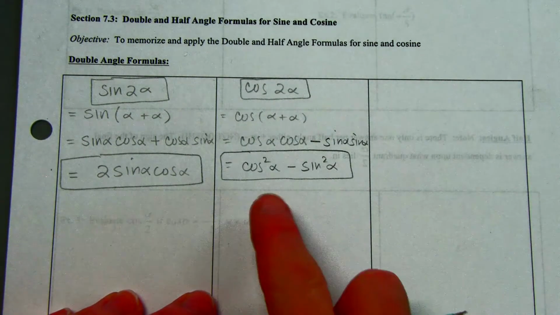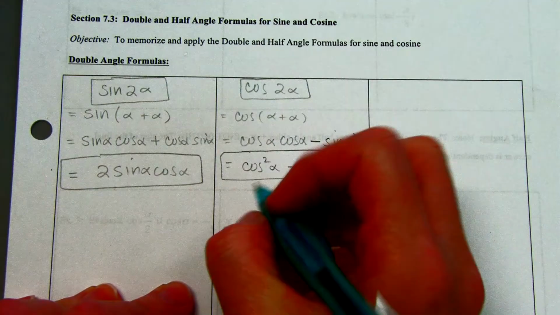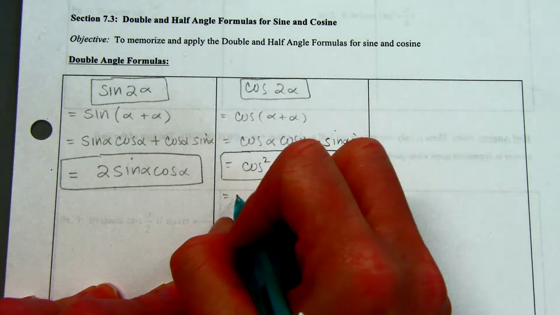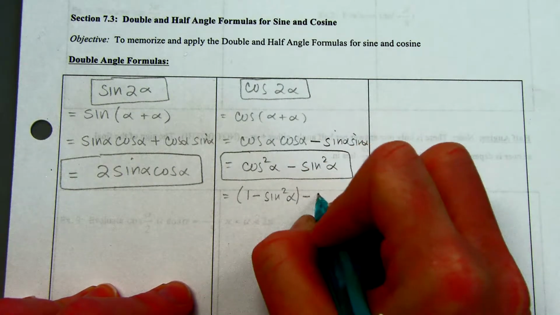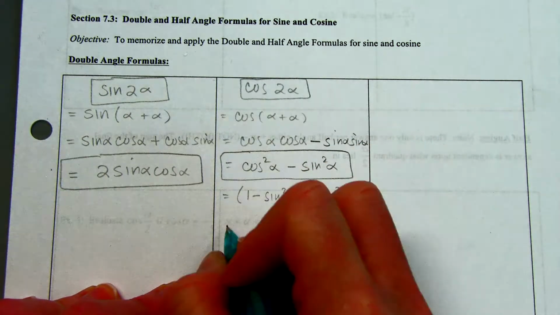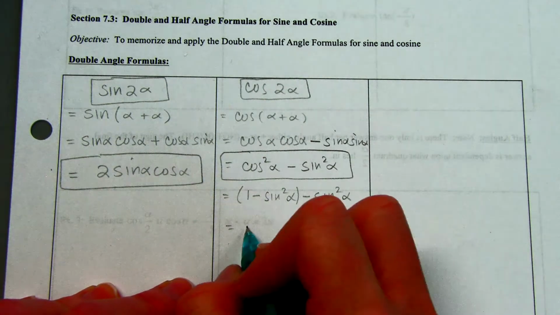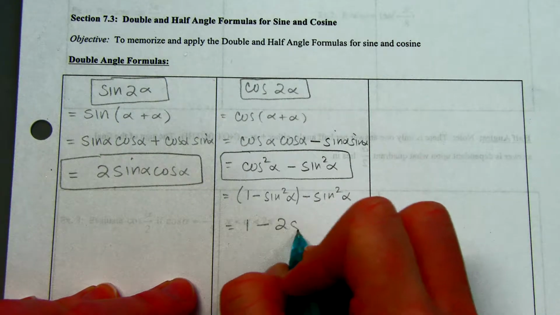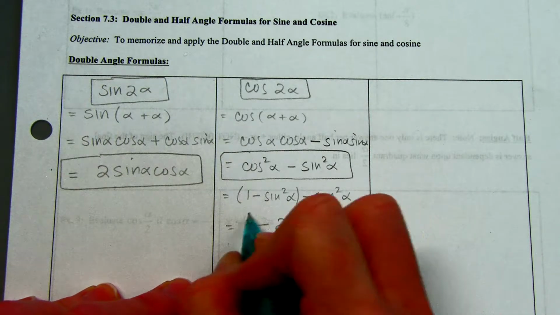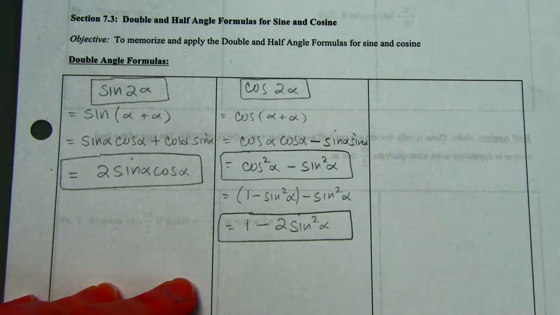This is one of the 3 double angle formulas for cosine. Now the other 2 versions of this come from the Pythagorean identities. So we could substitute cosine squared with 1 minus sine squared. And what does that simplify to be? 1 minus 2 sine squared alpha. So this is another version of the double angle formula for cosine.